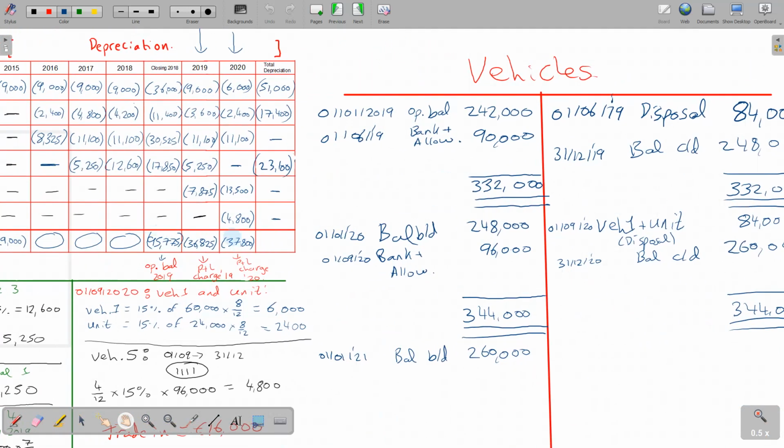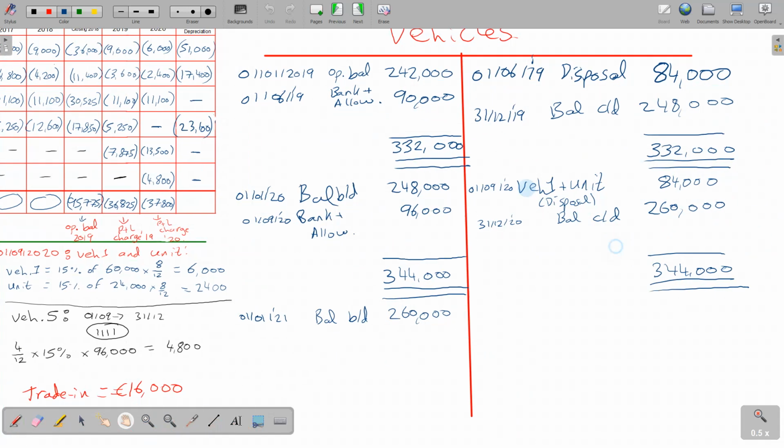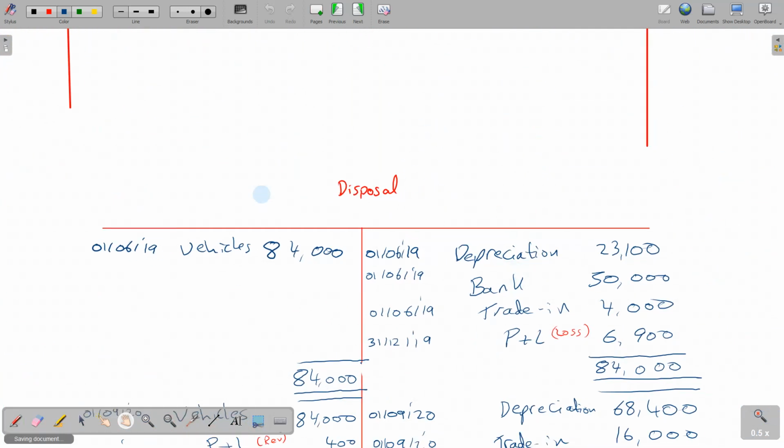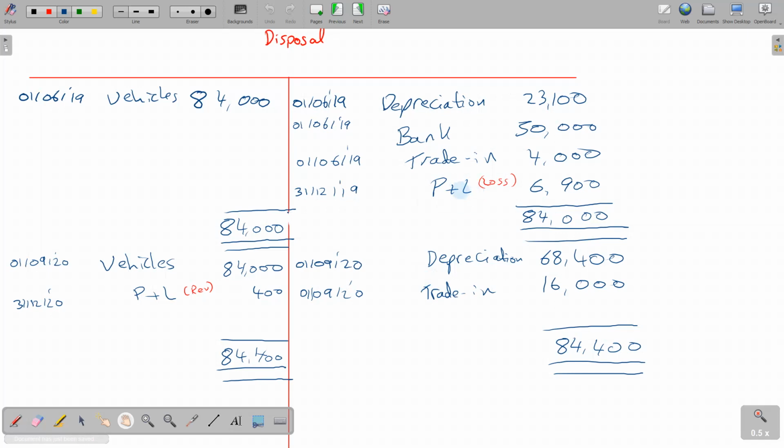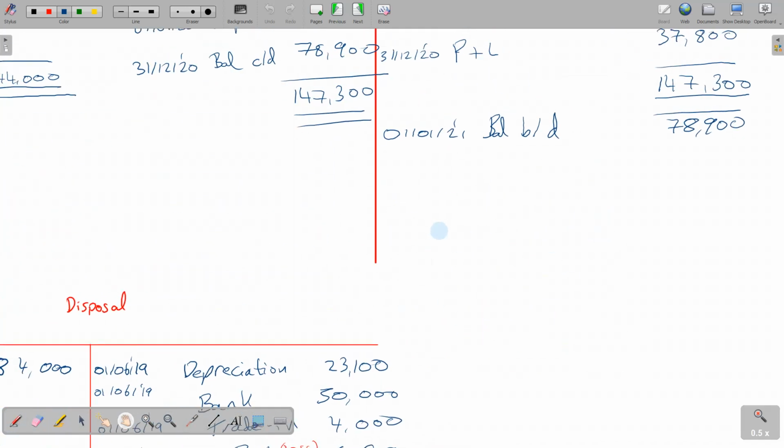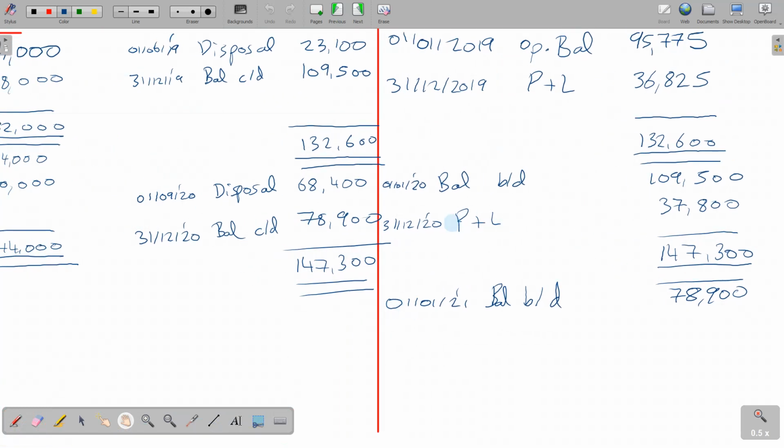Don't forget your P&L charge each year. In your disposal, make sure that you're sending them to the P&L as opposed to doing balances brought down, carried down. There's your P&L charges.